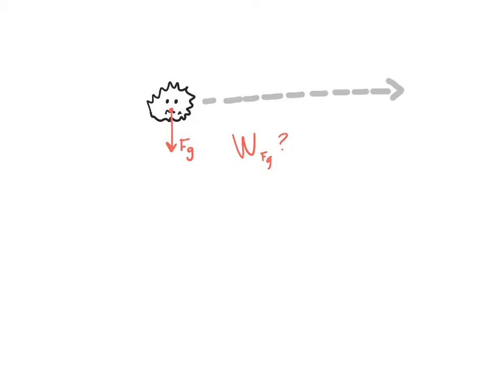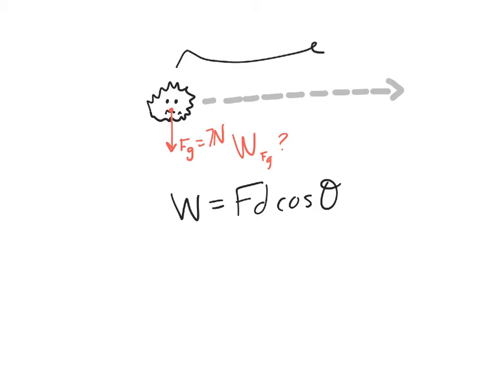Let's go to our equation. Work is equal to F D cosine of theta. And let's say that our chinchilla has a weight, or a force of gravity, of, let's say, 7 newtons. Okay, and our little chinchilla is still moving forward 2 meters. So we're focused just on force of gravity.